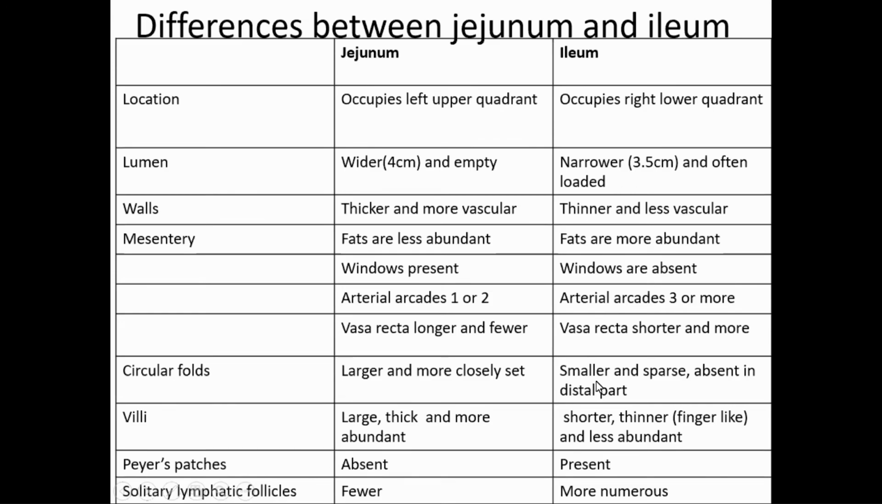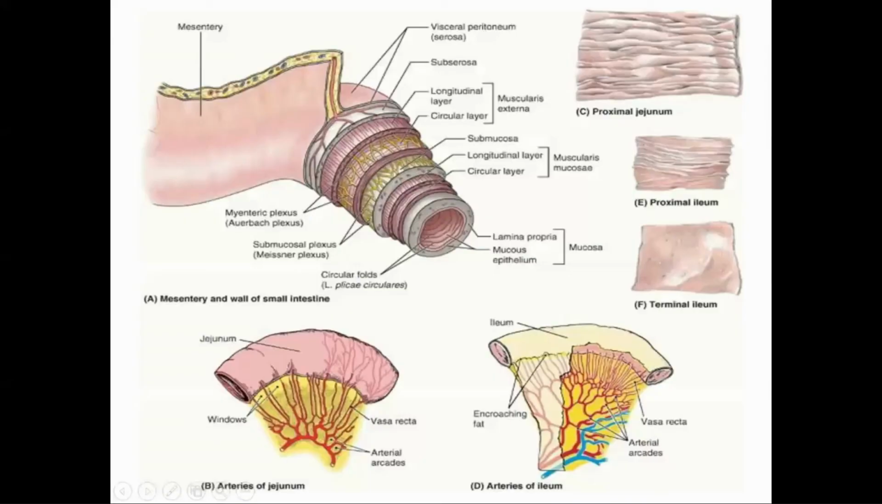In case of the ileum, it is numerous. See here, this is the diagram showing the jejunum and the terminal ileum. See the difference between the circular mucosal folds. Circular mucosal folds are densely present in the jejunum. But in the ileum, they are present in the proximal part. In the terminal ileum, the circular mucosal folds are absent. See the differences between the jejunum and the ileum in case of the circular mucosal folds.